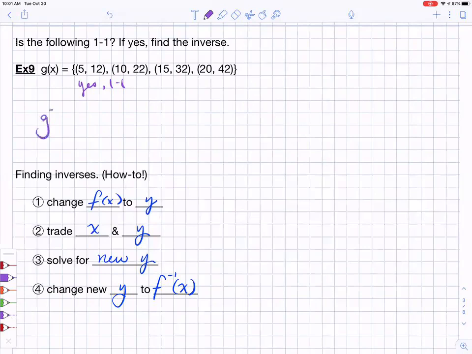So g inverse is written, and it looks like the power of -1. It is not the power of -1. Who decided to make that so confusing? I don't know, but that was long before I was in existence.